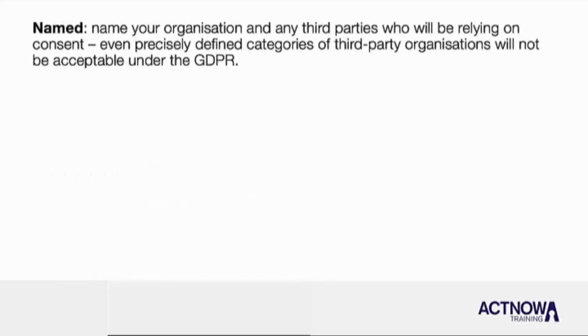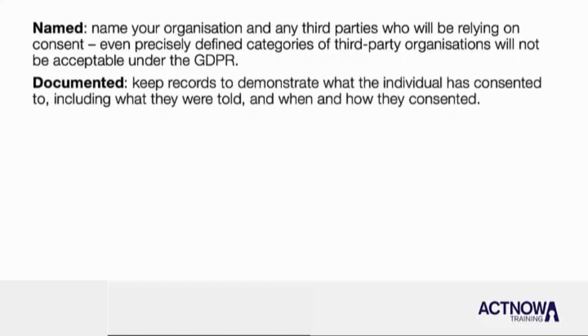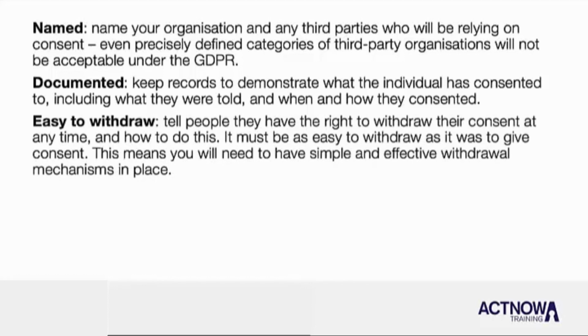You have to name who the consent relates to, so the organisation or any third parties that will be relying on that consent. You have to keep a record and keep it documented, who agreed to what and when and how. It has to be easy to withdraw, and you've got to give people a way for how they can withdraw that consent. Also means you have to have mechanisms in place for them to do it, and a mechanism for deleting that data once they say that you're no longer allowed to have it.